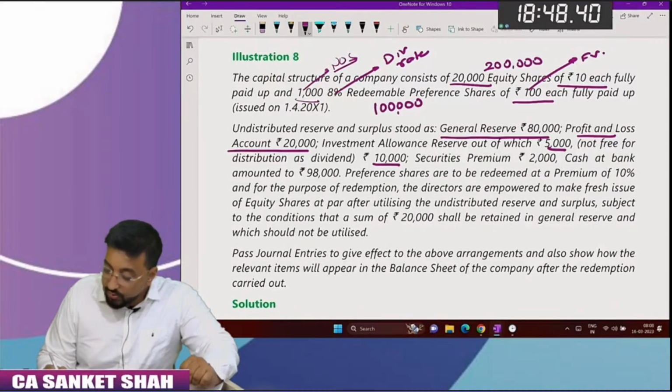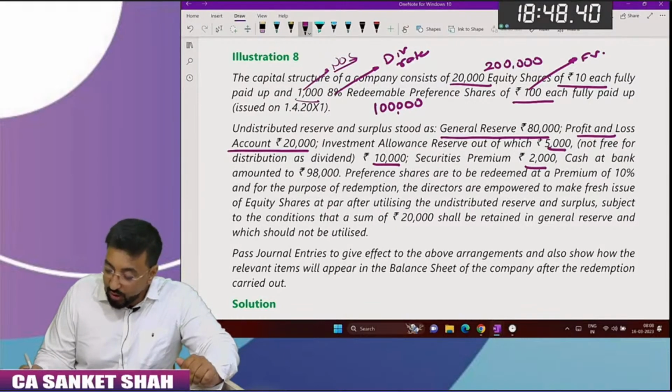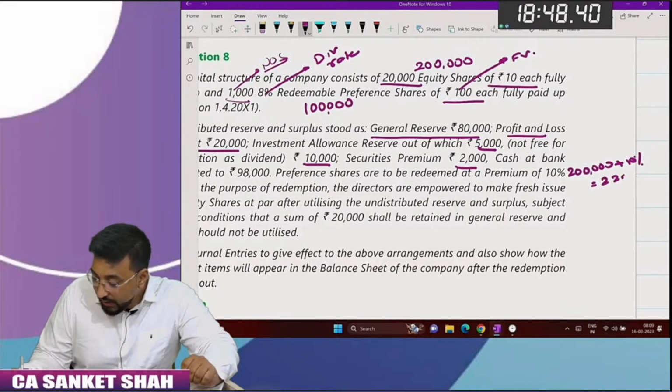Out of which 5,000 is not free for distribution of dividend. So 5,000 is allowed, 5,000 is not allowed. Securities premium 2,000, cash at bank 98,000. Preference shareholders are to be redeemed at a premium of 10%. So Beta, 2 lakhs is the preference share capital plus 10%. Now what is 10%? So 2 lakh 20,000. It's the redeemable value.